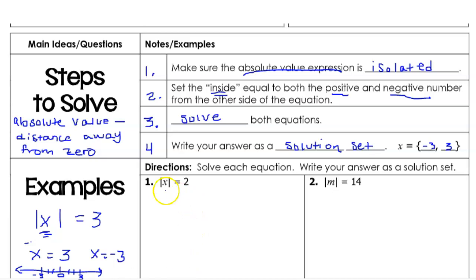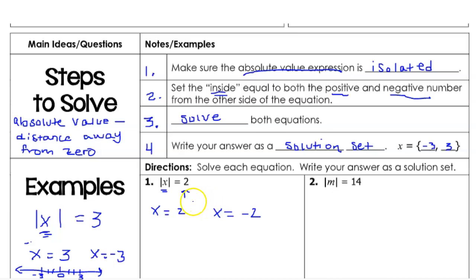Okay, so let's look at number 1. We're going to do exactly what they say. We know we can get two answers out of this because we're talking about distance, both on the positive and negative side. So I'm going to make sure my absolute value is by itself. It is. We're good to go. Then I'm going to set whatever is inside, which in this case is x, equal to the positive and negative of whatever is outside, which in this case is 2. So I know the answer is x equals 2 and x equals -2, the positive and negative.